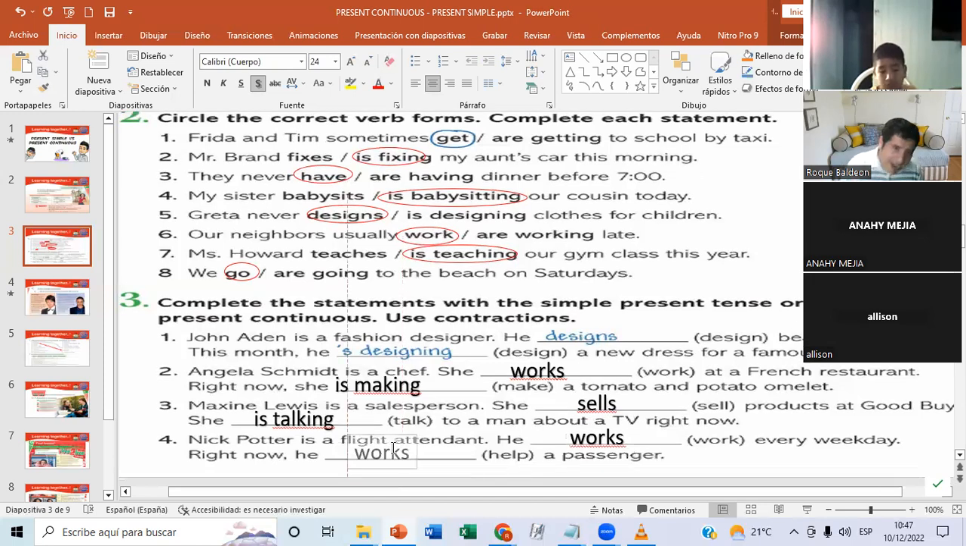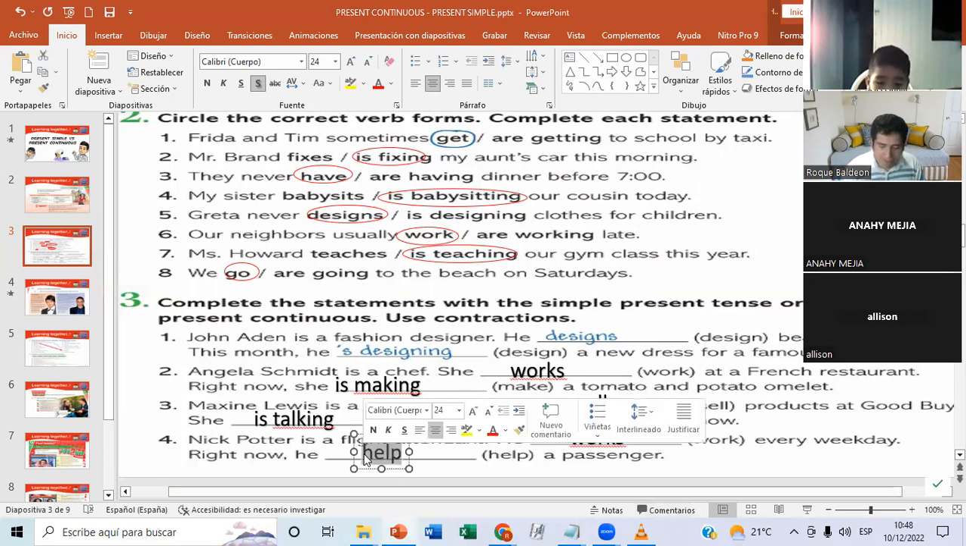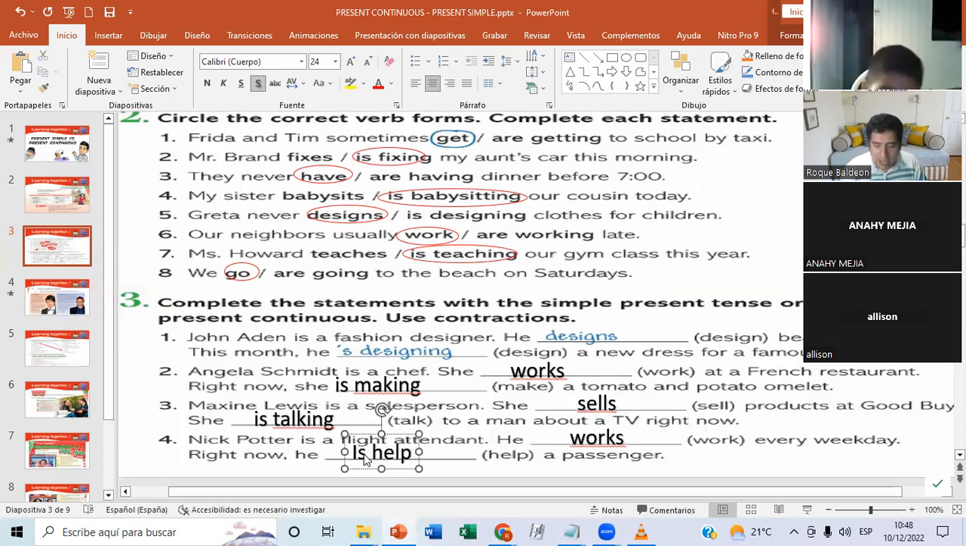Right now, ahora, right now. He helps or is helping? Helps or is helping? Anaí. Are you sure? Mira, dice right now, ahora, at this moment, en este preciso momento. Helping. He is helping. That's it. Very good. Awesome. So, right now is helping. He is helping a passenger, no? Right now he is helping a passenger.